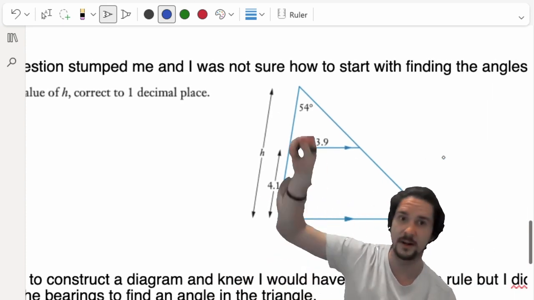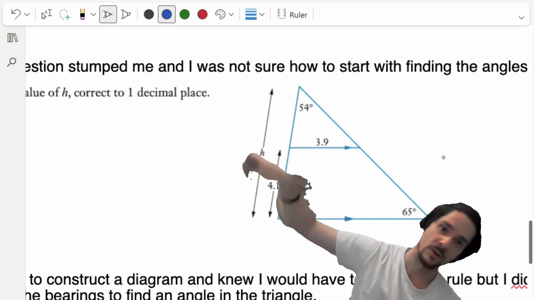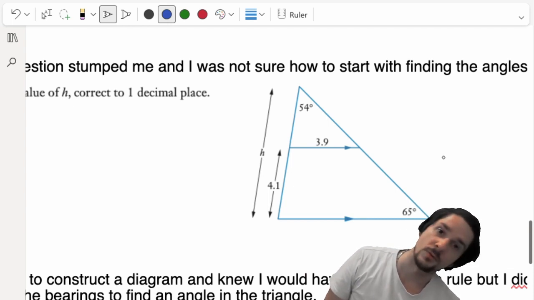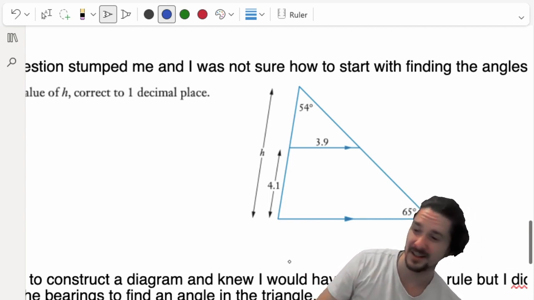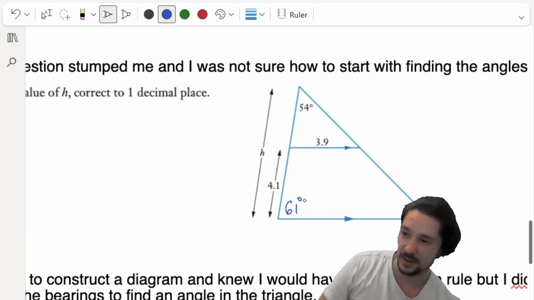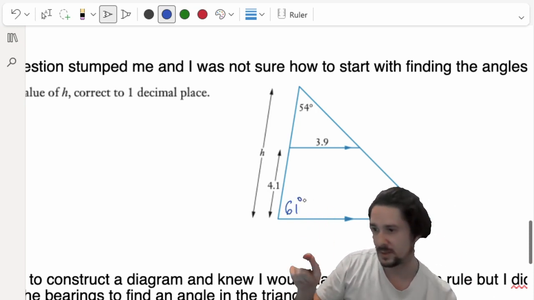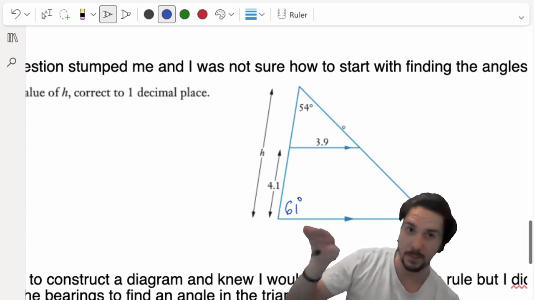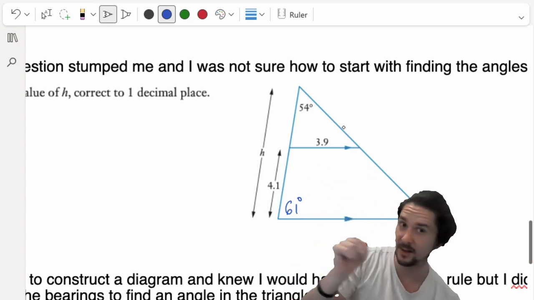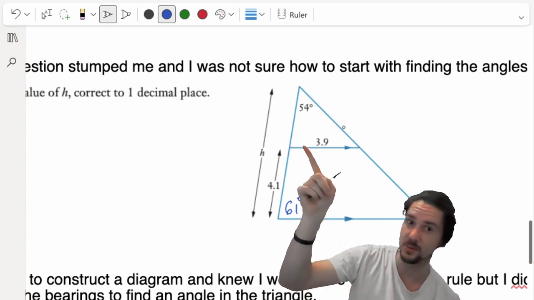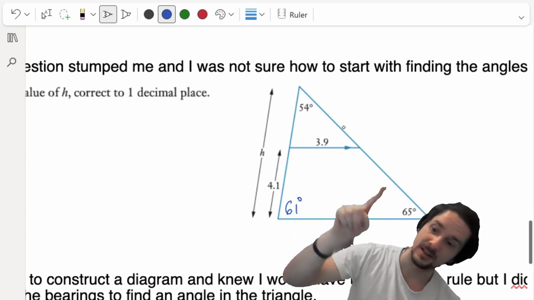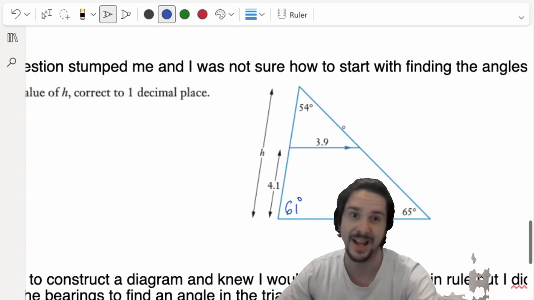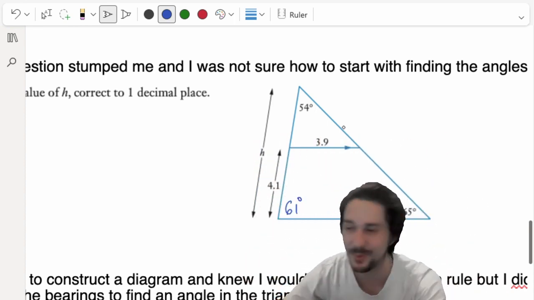Well, we know 65 and 54, right? And we know that this thing has to add up to 180. So 65 and 54, that's 119. So this is going to be 61 degrees. Is that true? 50 and 60 is 110. Add 60 is 170. Yes. Okay, and then parallel lines. This is corresponding to this, so this is 61 degrees, and this is corresponding to this, so this is 65 degrees. Cool. So we know all the angles. At some point, I'm sure I've answered your question of how to start with finding the angles.